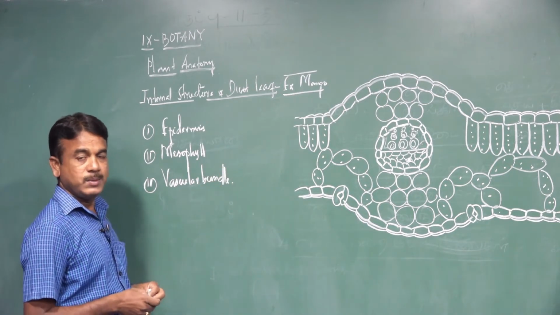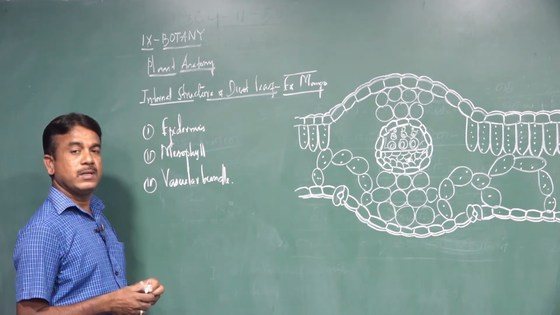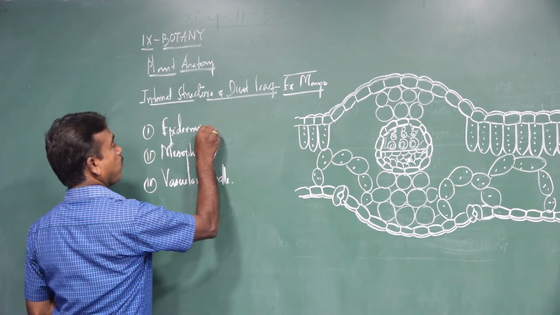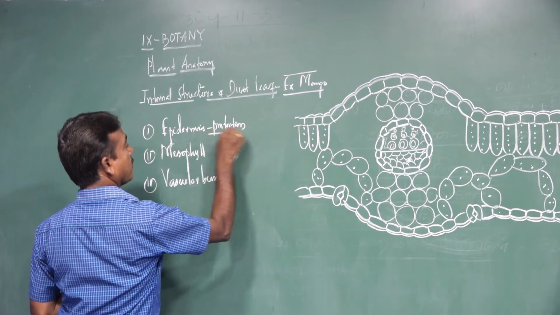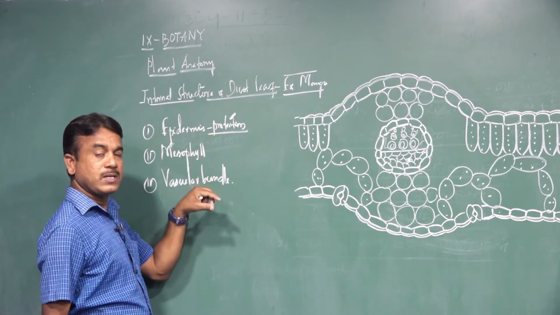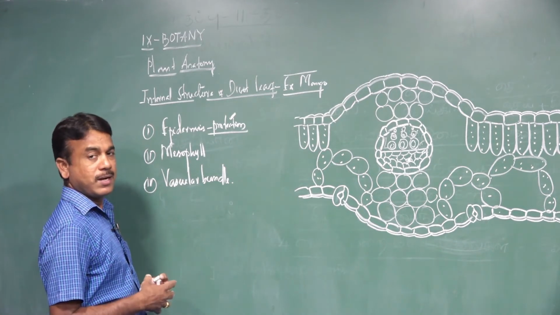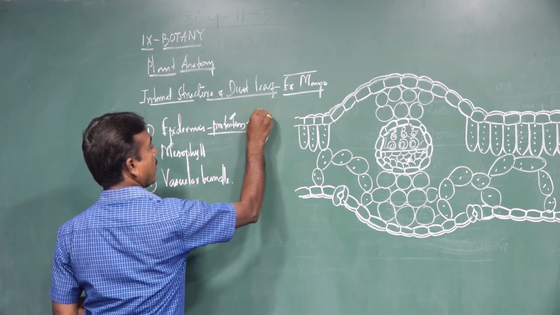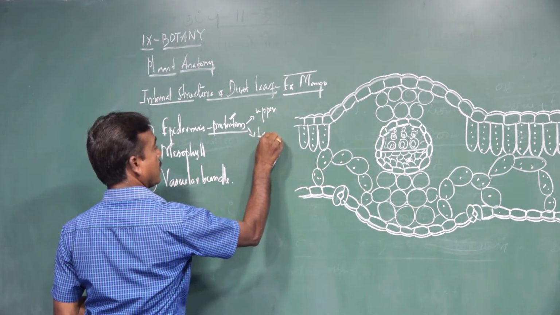What is commonly called the epidermis? Epidermis is the outermost layer. What are the main functions of epidermis? Epidermis gives protection. That layer helps protect the inner parts. Based on its location, the epidermis can be classified into two types, namely upper epidermis and lower epidermis.